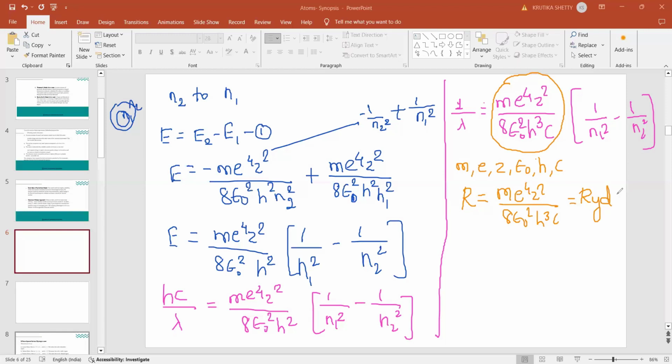In thermodynamics, you call R the gas constant. Here it is the Rydberg constant. It is nothing but the Rydberg constant.